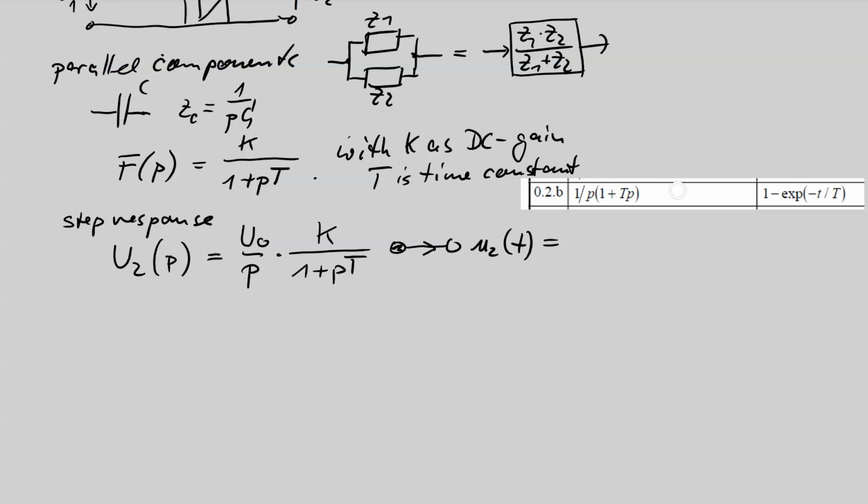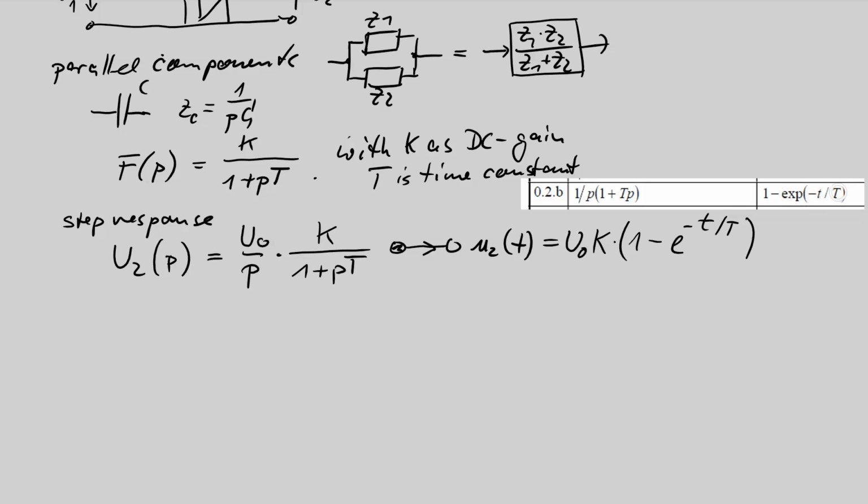You see here the part of my table O.2.b is exactly this element, but here's a 1 in the numerator, here's the U sub O k in the numerator, so we have to multiply the result also with my constant factor, and then I just copy this time function: 1 to the power 1 minus e to the power of minus t over T.